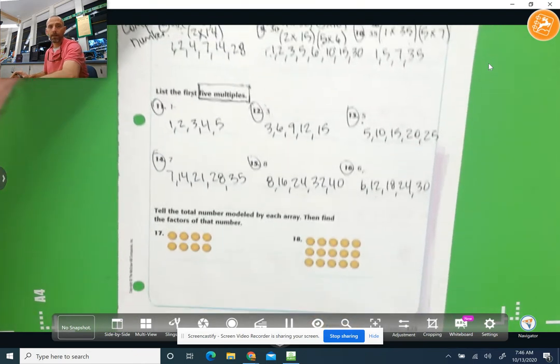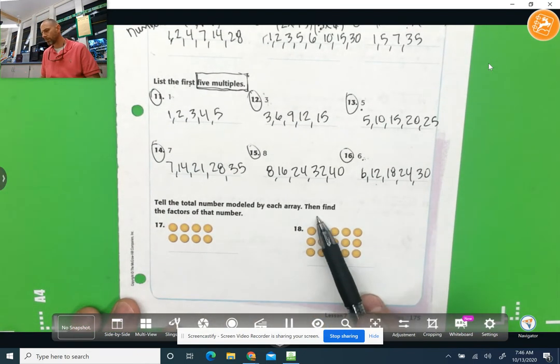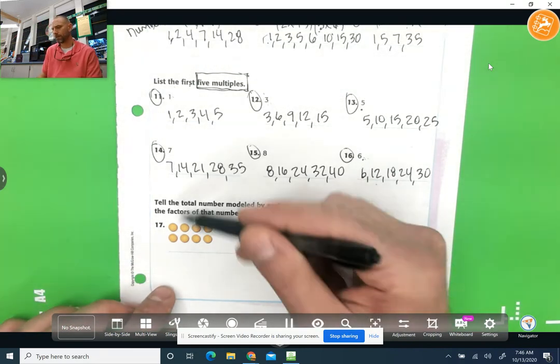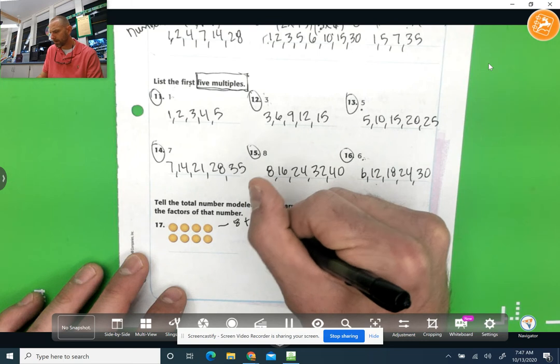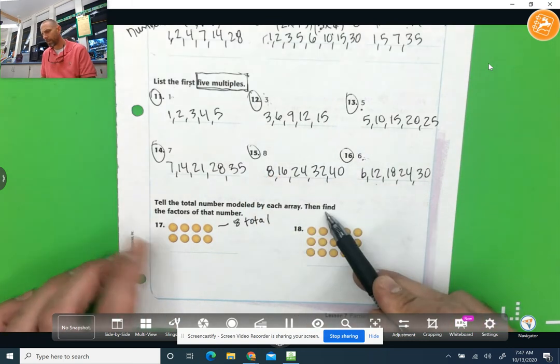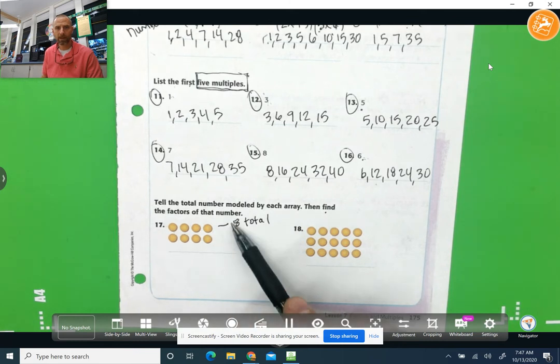Okay. Alrighty. Now, what do we got here? 17 and 18. Tell the total number modeled by each array. Right? So 2, 4, 6, 8. 8 total. Then find the factors of that number. Now let's work backwards. We got 8 total. So what are the factors of 8?